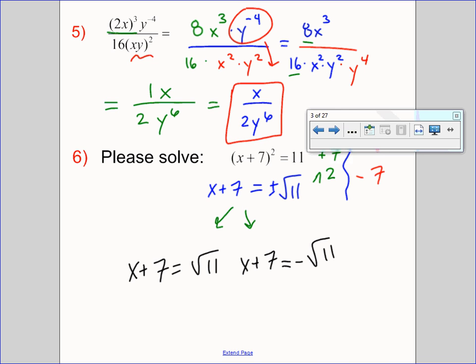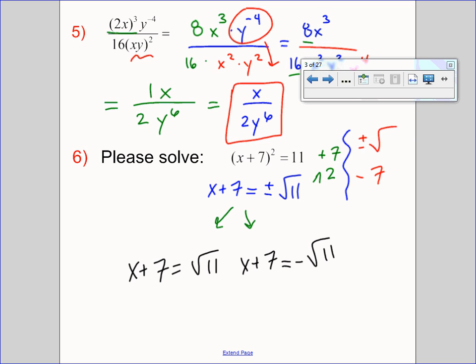I'm going to have to fix that because I can't quite see that that's plus and minus square root of 11. There we go. Now we'll go ahead and finish it out. My last solving step was subtract 7 from both sides. I just do it to both equations in both paths on both sides. So here we go. Minus 7, x equals negative 7 plus root 11. Minus 7, x equals negative 7 minus root 11.